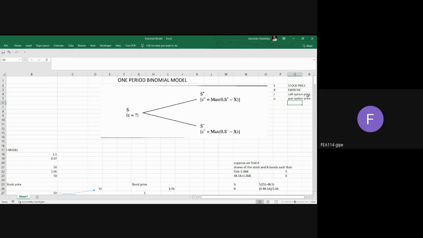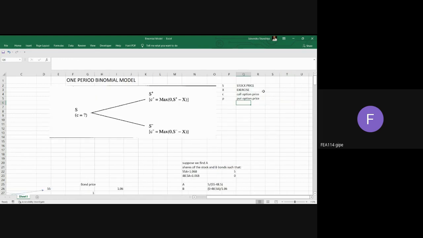As you know, for example, let me explain, because this is the first day and I need to explain. If the exercise price is 50 and the stock goes to 60, then 60 minus 50 is 10. So 10 is going to be the value of the call option in the positive case. But in the negative case, let's say the stock goes to 40, there will be minus 10.